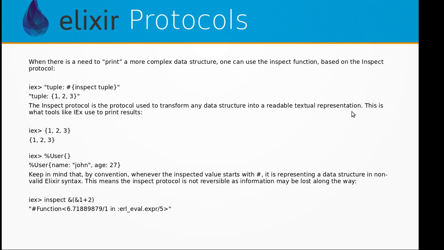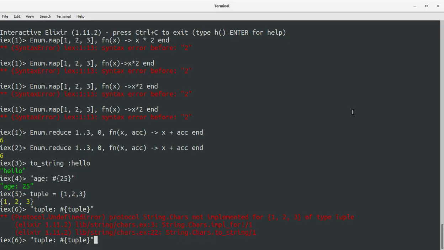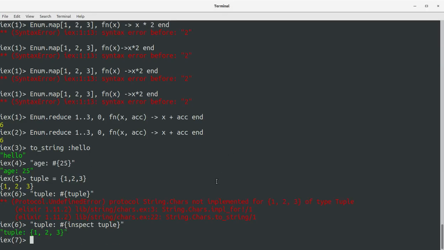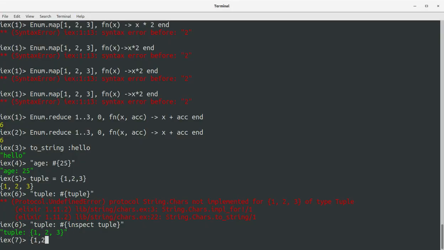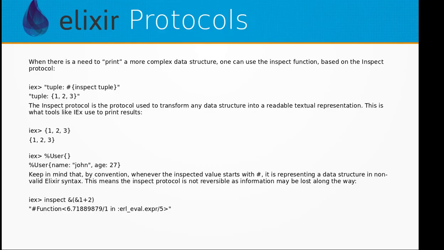When there is a need to print a more complex data structure, one can use the inspect function based on the Inspect protocol. So let's try the same thing but add the inspect keyword just before the tuple, and we get the data type and the value within the tuple. The Inspect protocol is the protocol used to transform any data structure into a readable textual representation. This is what tools like IEx use to print results. So if we just pass in the tuple to IEx, we get the same thing as an output.